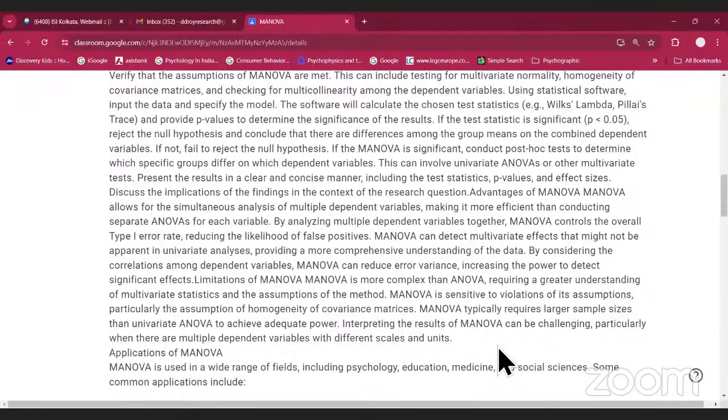Sir, what is effect size, sir? Effect size means the independent variables' effect, that is, whether the size of the effect is large or small. Because we will get the effect of the variable, but what is the size of the effect? Whether the size is very high or low.